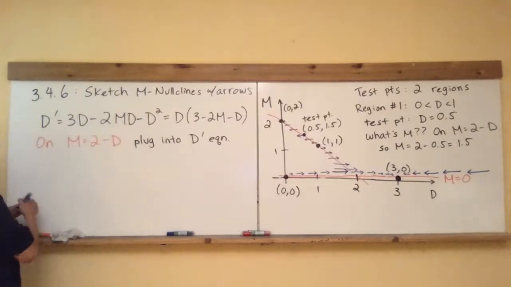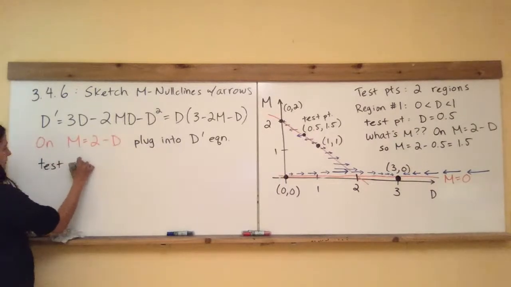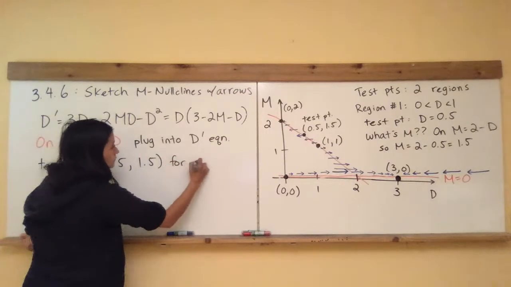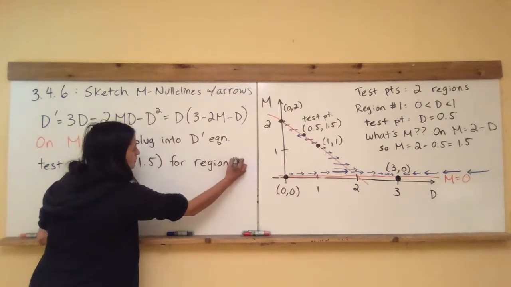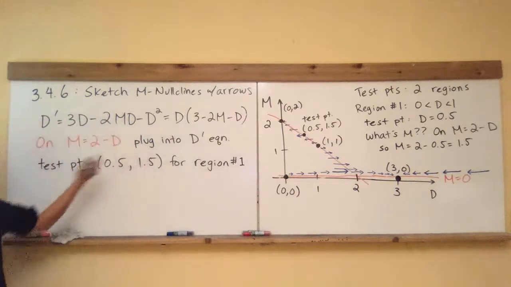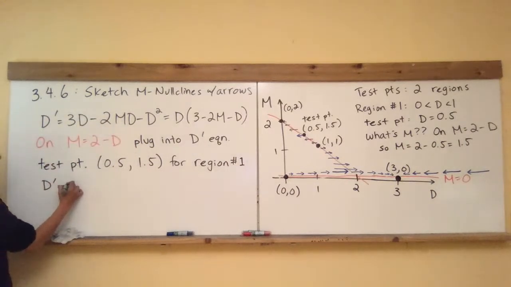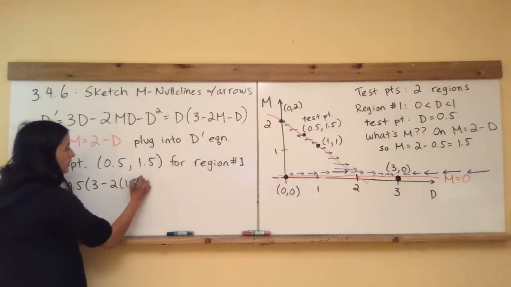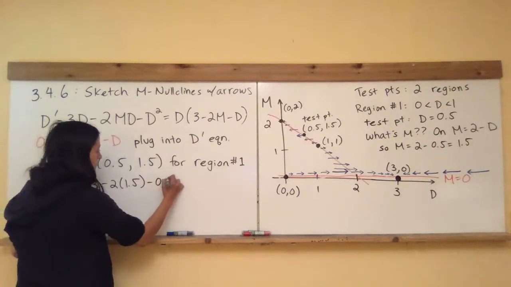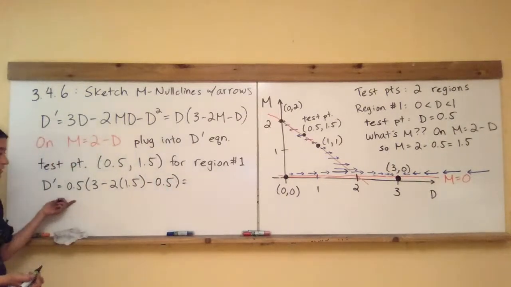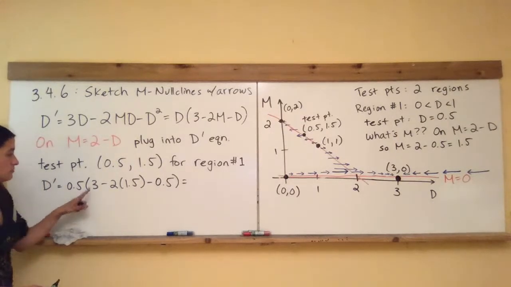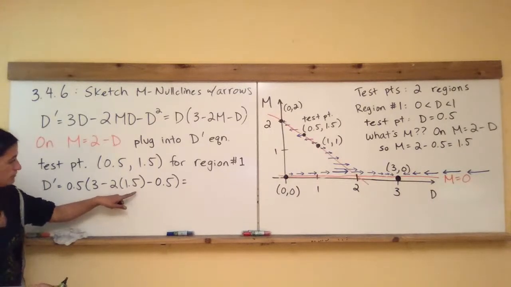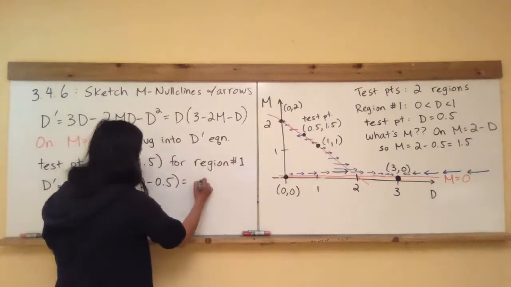All right, and so we have test point 0.5, comma 1.5 for region number 1. And then we're going to plug it into the d prime equation. So d prime is equal to d(0.5)(3 minus 2m, 1.5) minus d(0.5). And now we have to crunch all that stuff out. 0.5 times 3 minus 3, oh, that's convenient, minus 0.5, and so I get negative 0.25.